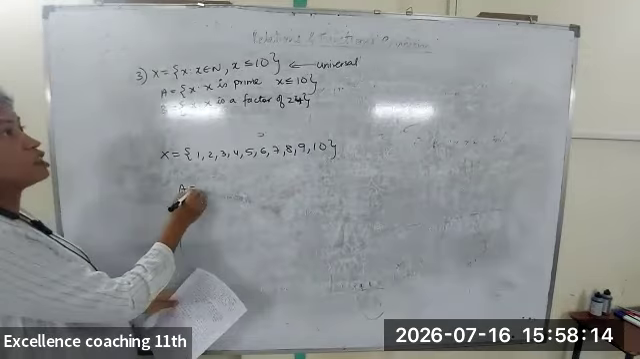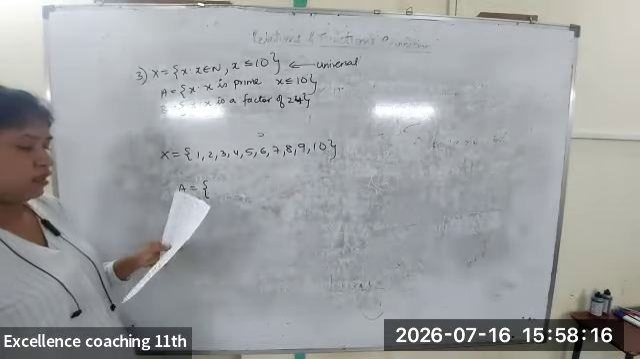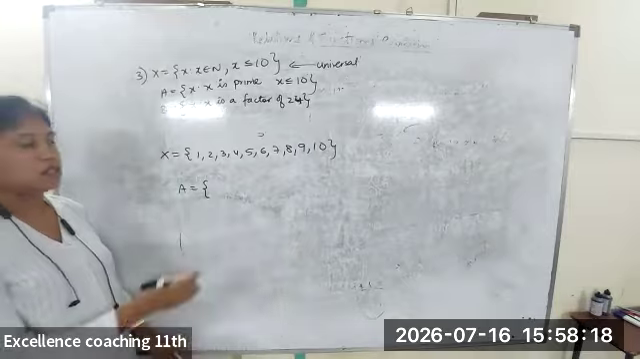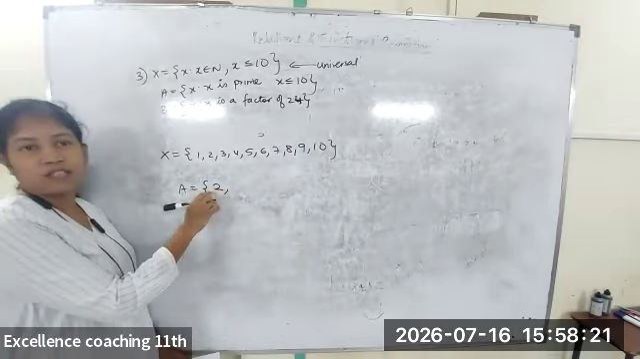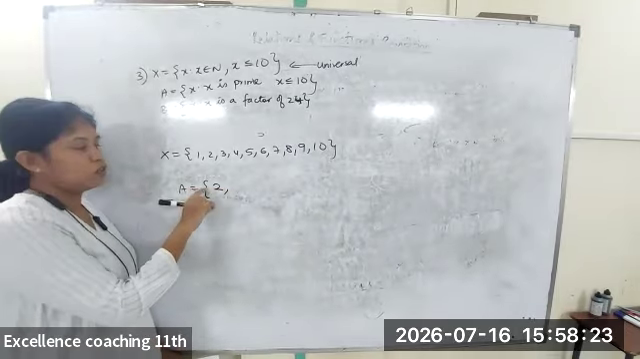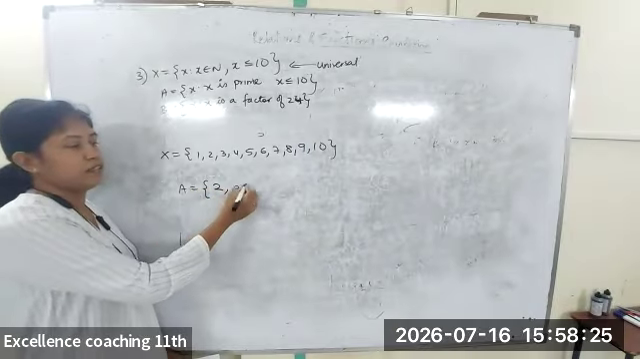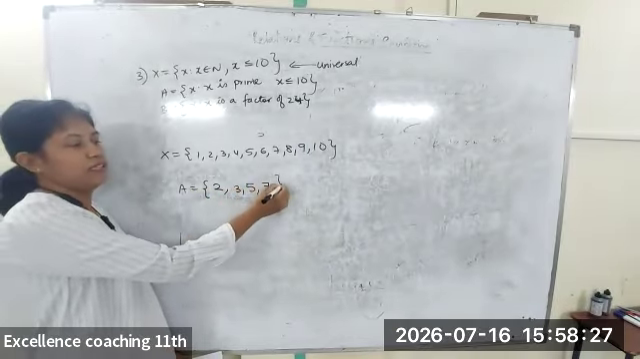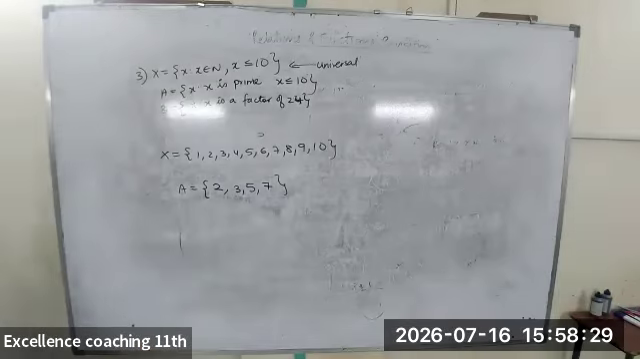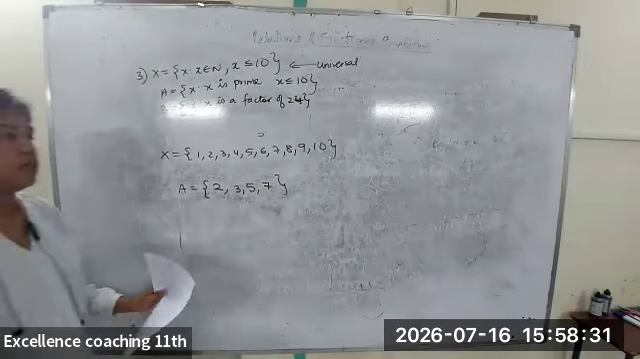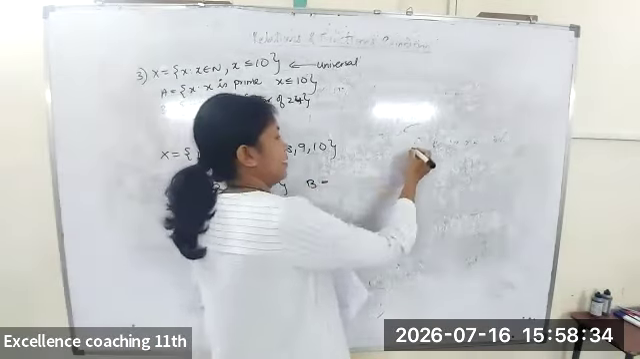A is the set of prime numbers less than or equal to 10. Prime numbers start with 2. 1 is not a prime number. So 2, 3, 5, and 7. These are your prime numbers. Next, B is the factors of 24.